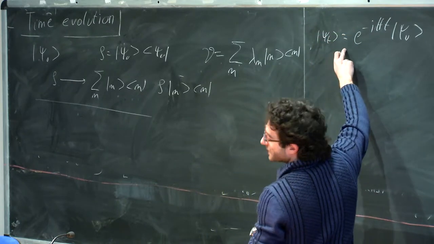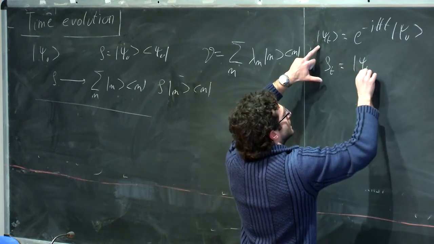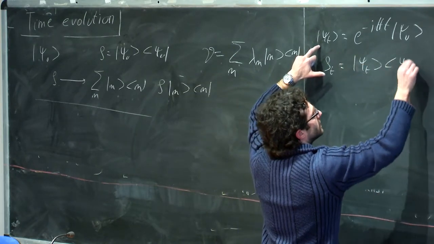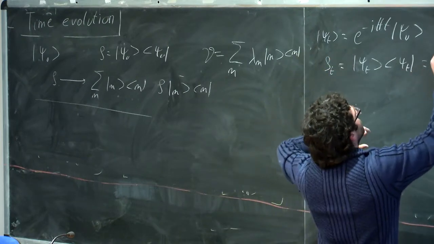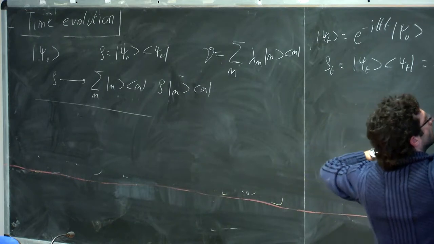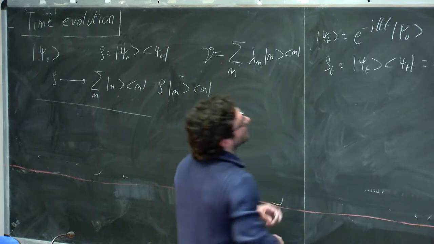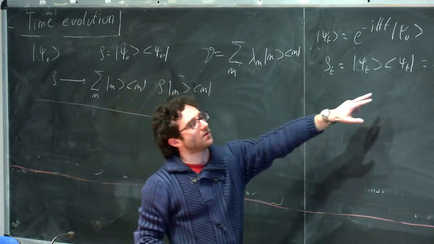What if we consider now the density matrix? The density matrix at the time t is equal to psi t, which is equal to e to the minus i H t psi zero e to the i H t. So this is how the density matrix time evolves.